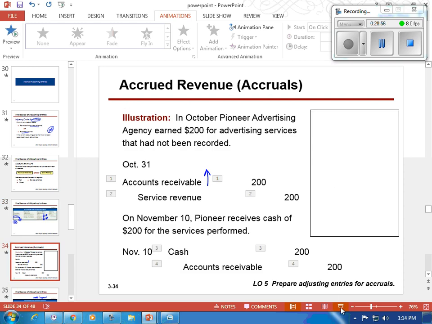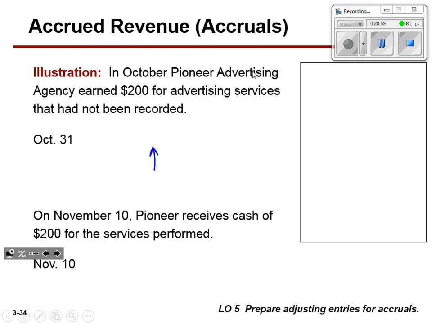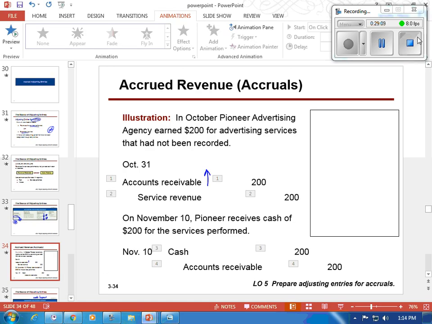Like here, if I show you just this one. In October, Pioneer Advertising earned $200 for advertising services that had not been recorded. So what would the entry look like? So we'll actually practice them. That's it for today.